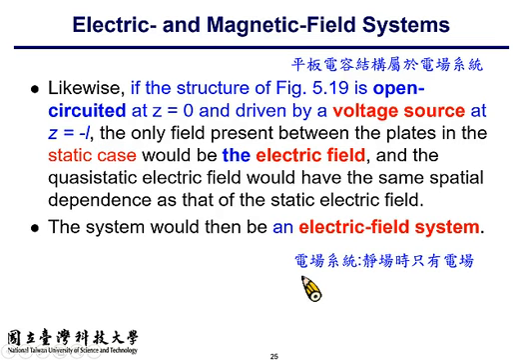Likewise, if the structure is changed to an open circuit parallel plate, then it becomes a capacitor, as you can imagine. If you apply a voltage source at the left-hand side, then the voltage built up at the two plates shall produce an electrical field. Then the dominant term in this structure becomes the electrical field. Then this structure is referred to as an electrical field system.